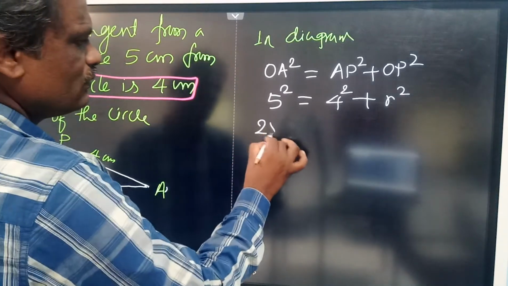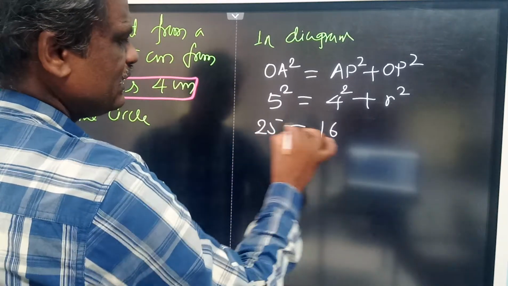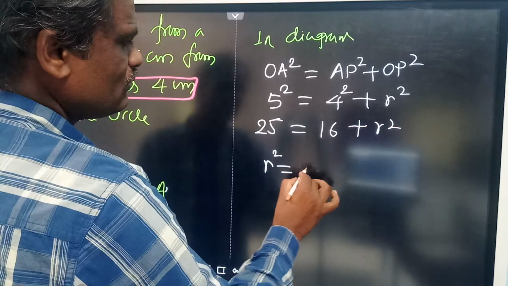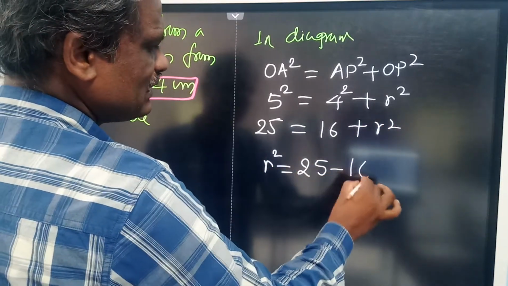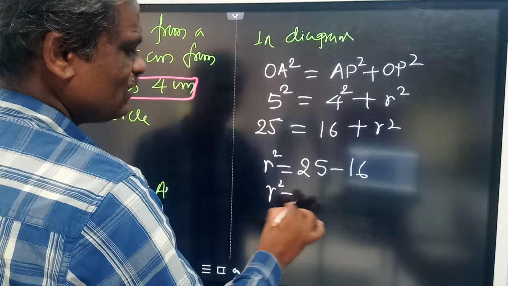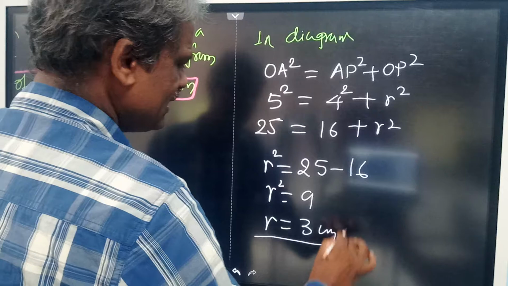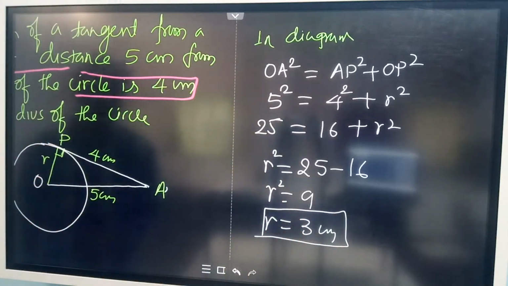So 25 is equal to 16 plus r square. So r square is equal to 25 minus 16. So r square is equal to 9. So r is equal to 3 centimeter. So the radius here is 3 centimeter.